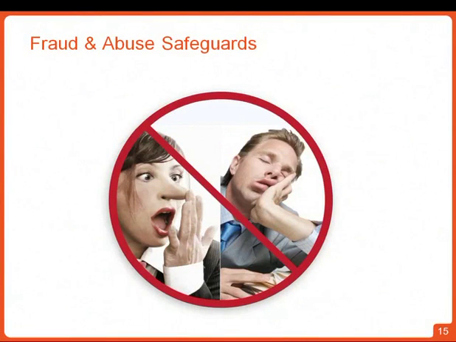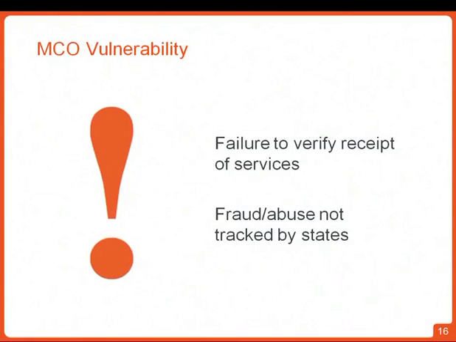The third area plans will need to consider is their own fraud and abuse safeguards. CMS's Medicaid Integrity Group, or MIG, which was established in 2007, conducts annual comprehensive program integrity reviews of 1/3 of states. These reviews enable CMS to determine the extent to which Medicaid programs comply with federal program integrity standards. They also help CMS identify program vulnerabilities and effective practices.